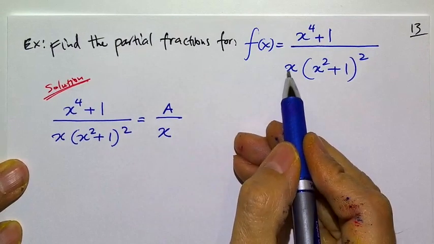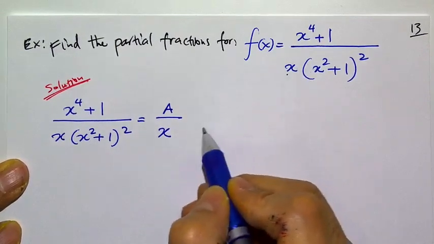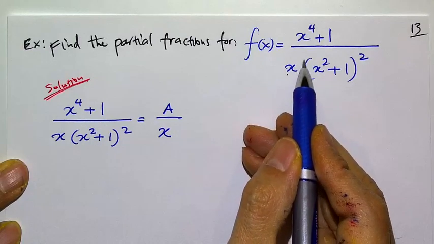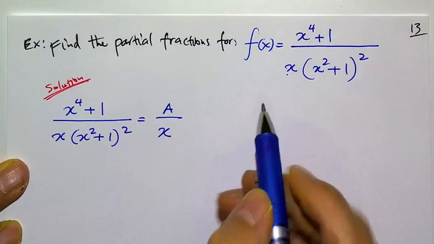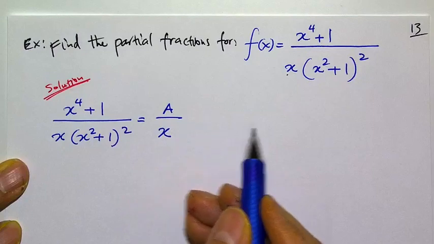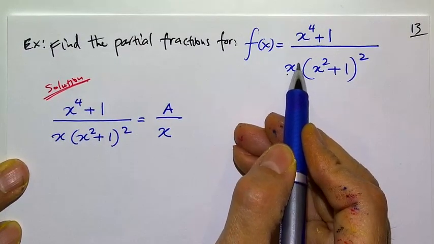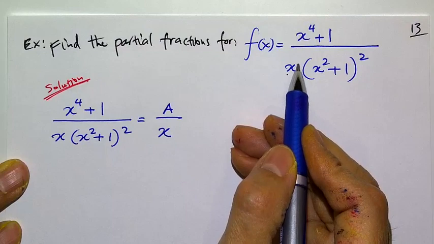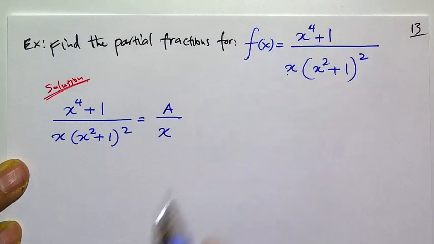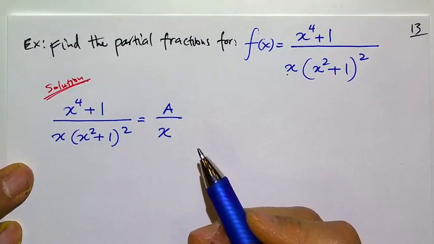Now, if you had x squared, it would be B over x squared. If you had x cubed, you would have C over x cubed. You would have to increase the power of the denominator until you get to the highest power of that. This is for repeated factors. But this is linear and non-repeating, so it's just A over x.